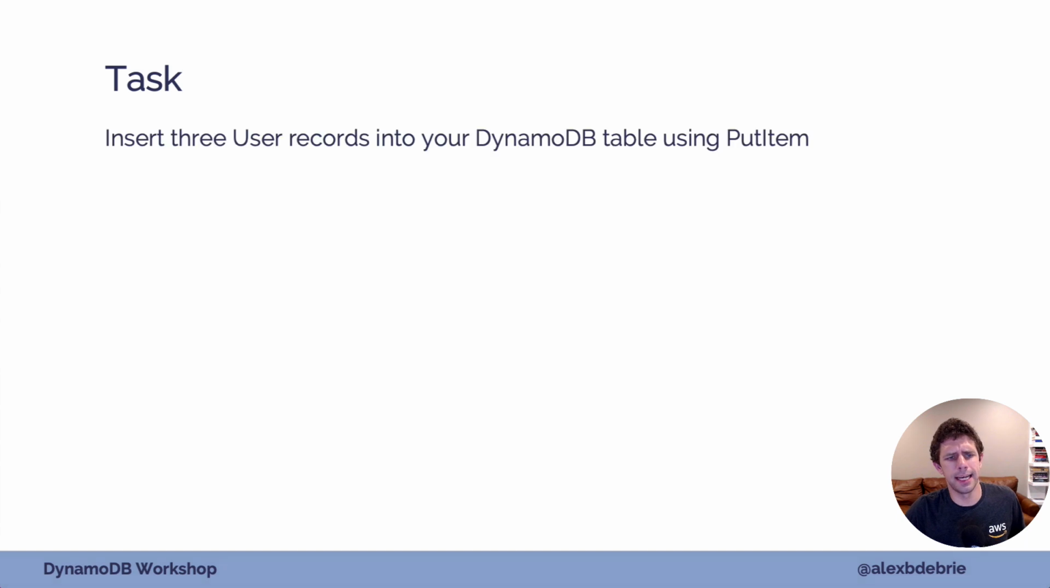So let's get into the task here, and what I want you to do is insert 3 user records into your DynamoDB table using put item. Feel free to look up the documentation around put item and the syntax there, but the mechanics are going to be similar to what we already did with create table.